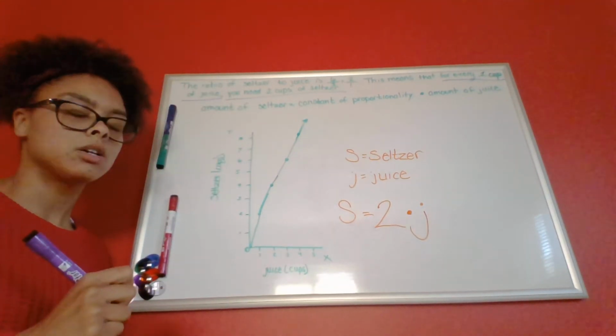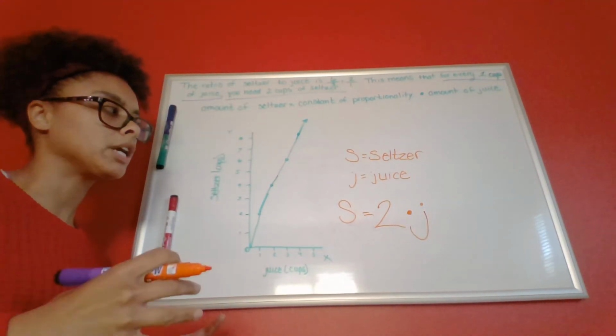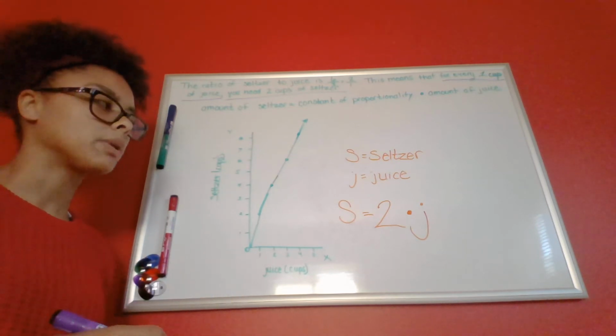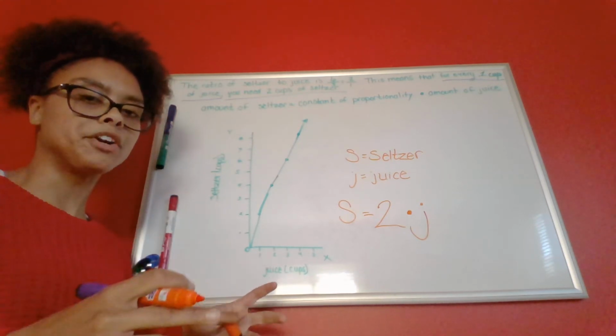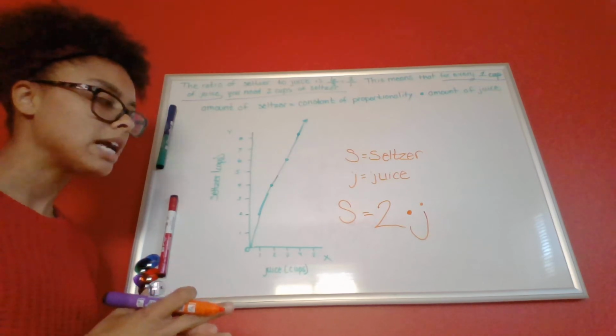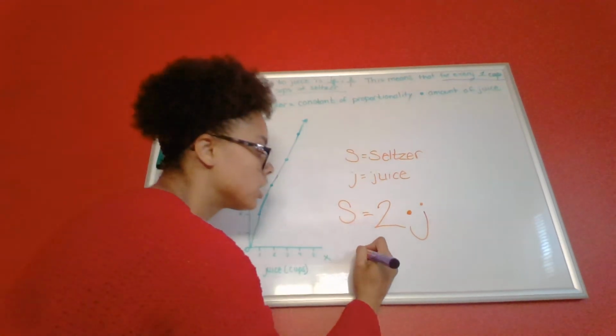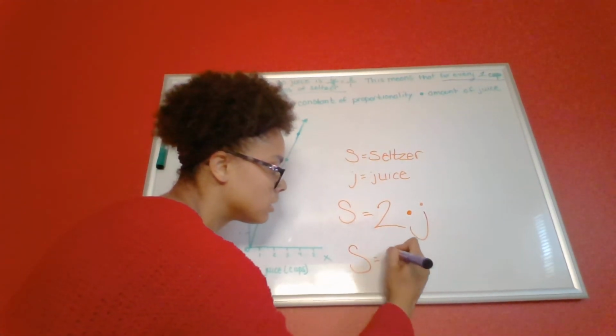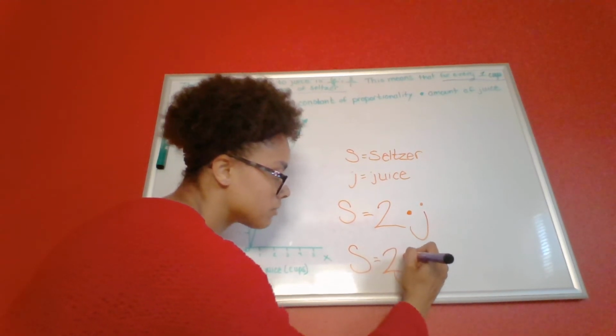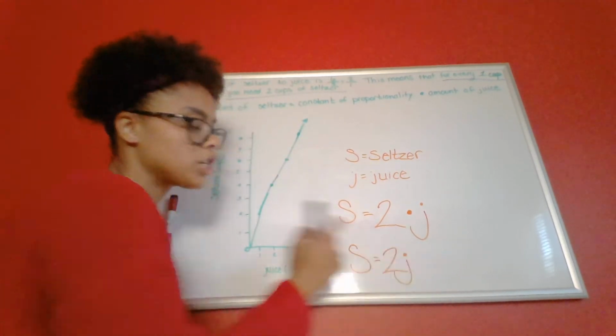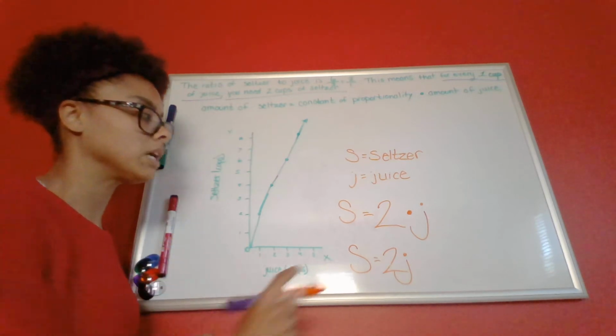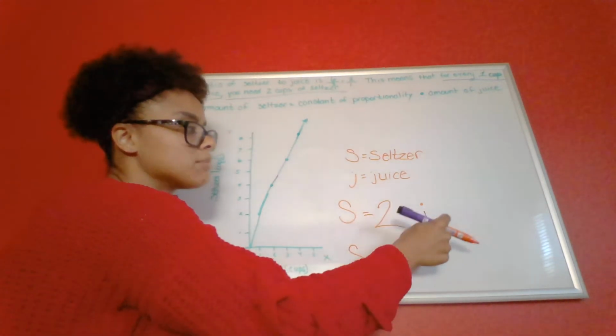Now, when you're writing this equation, it's very, very important to make sure you are simplifying. So when I have a number and a variable and they're being multiplied by one another, I can put them right next to one another. So your problem is going to look like this. S equals 2J, which is the exact same thing as S equals 2 times J.